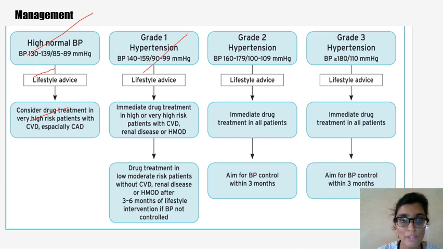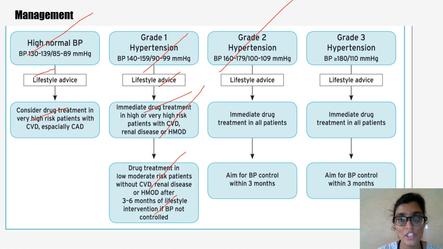Grade 1 hypertension is BP of 140 to 159 and 90 to 99 millimeters of mercury. You will give lifestyle advice. Immediate drug treatment in high risk or very high risk patients with CVD, renal disease or HMOD. Drug treatment in low to moderate risk patients without CVD, renal disease or HMOD after 3 to 6 months of lifestyle intervention if BP is not controlled.